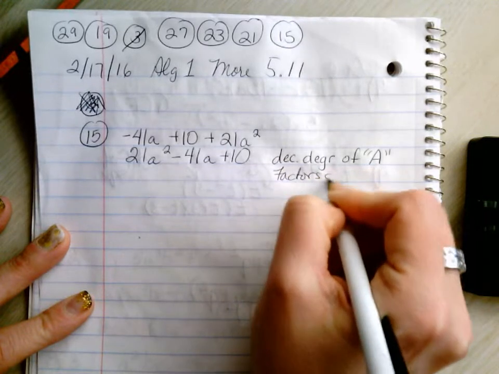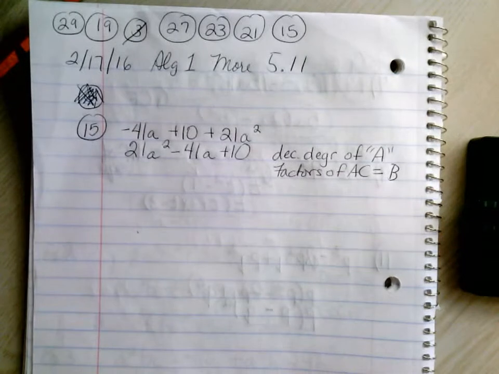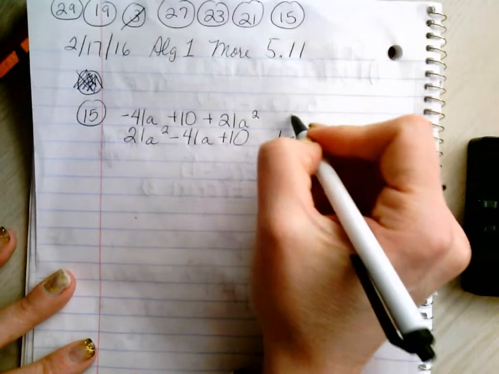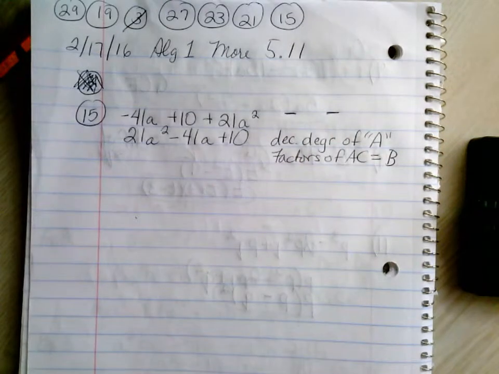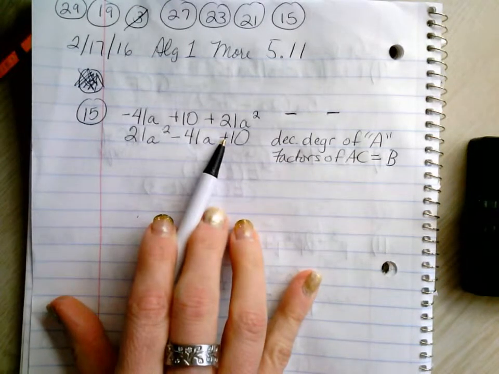Factors of AC whose sum is B. Okay, so 210 whose sum is 41. Looks like it's going to be a negative negative, right? So it has to be a negative times a negative. Why does it have to be a negative times a negative? So if you add them together, you get negative 41, and the product creates a positive.